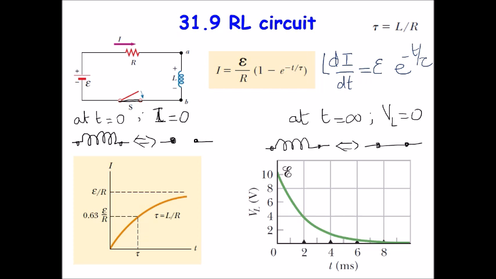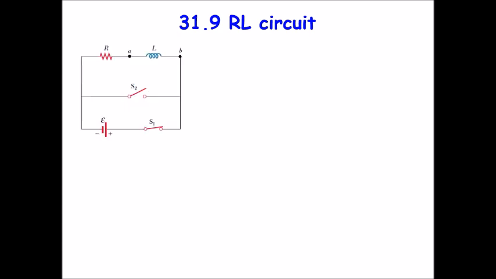So now we have seen what happens when you increase the current. What will happen when we decrease the current? How can we decrease the current? We can decrease it this way. Let's say in this circuit I have two switches. So the two switches were open. If I close switch 1, what will happen?